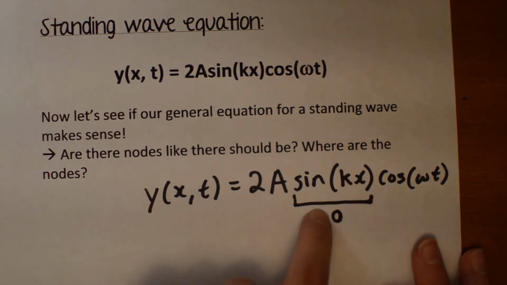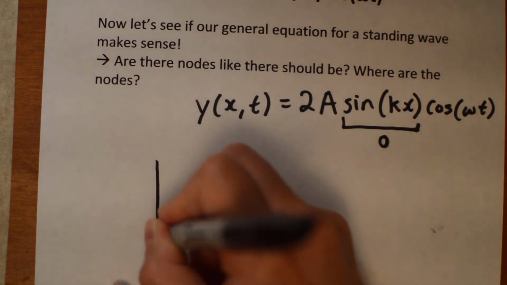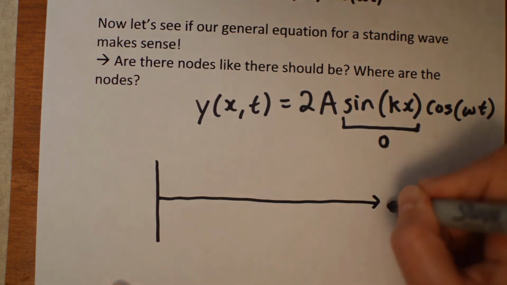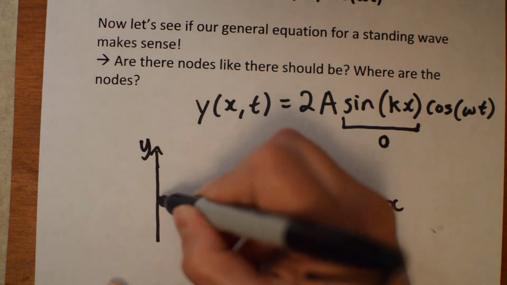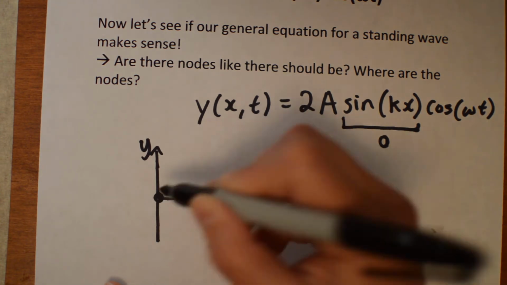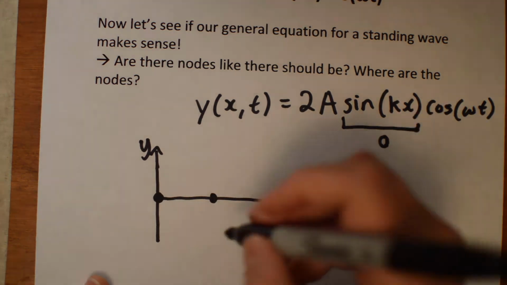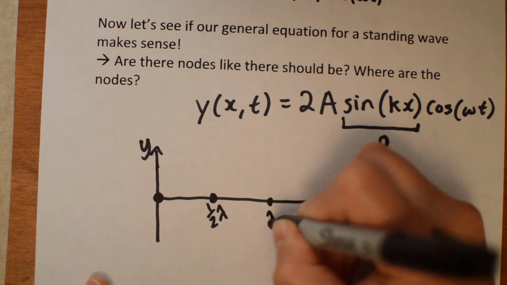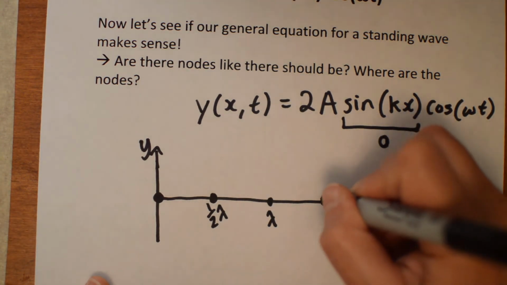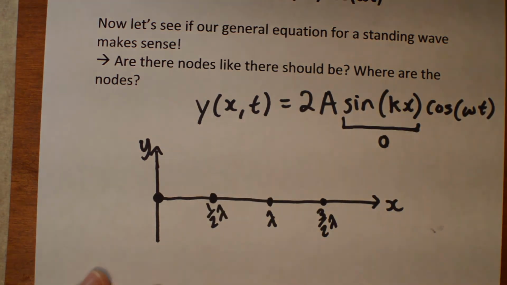And because this is actually a sine function, sine functions regularly go to 0. If this is my x here, this is y, a sine function goes to 0 at x equals 0. It will go to 0 at half of the wavelength. It'll go to 0 at a full wavelength. It'll go to 0 at 3/2 of the wavelength, and so on. At those points, you'll always get nodes.